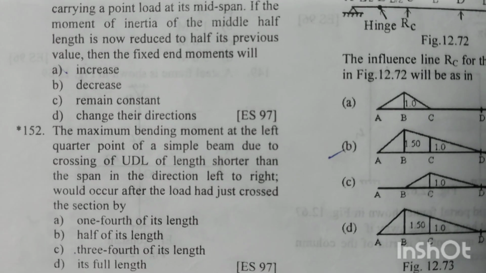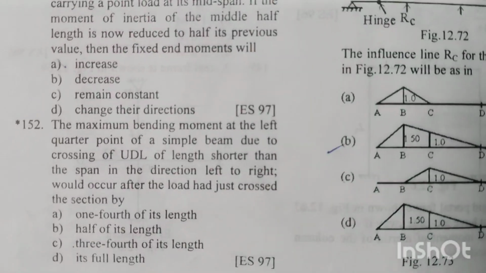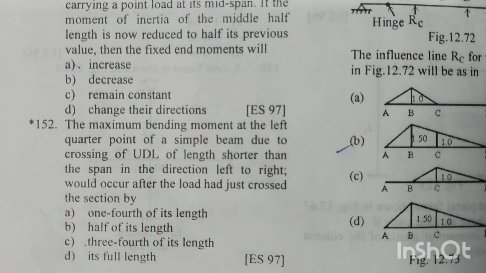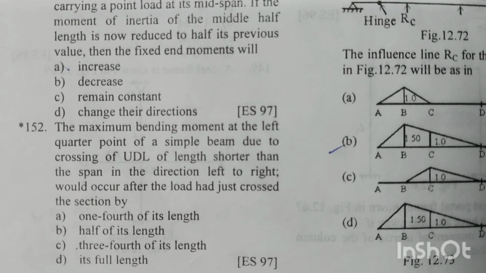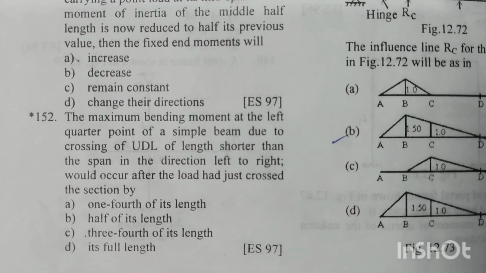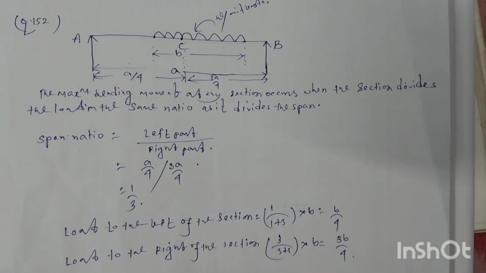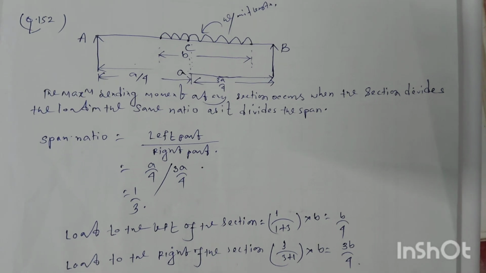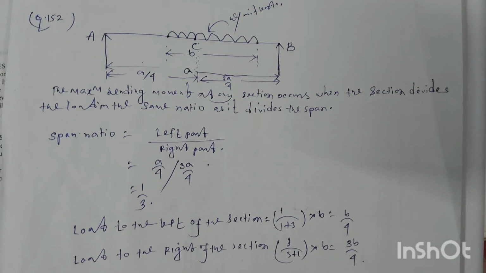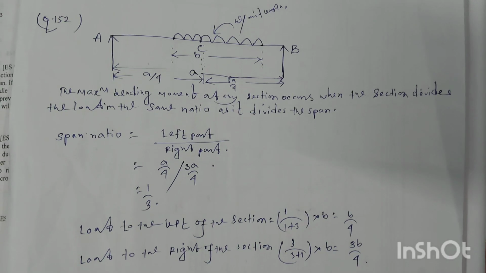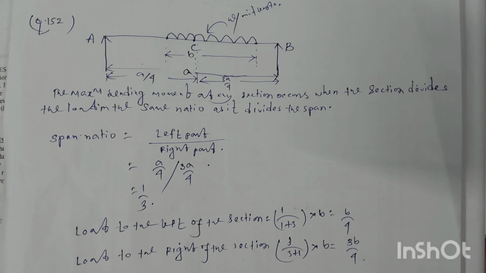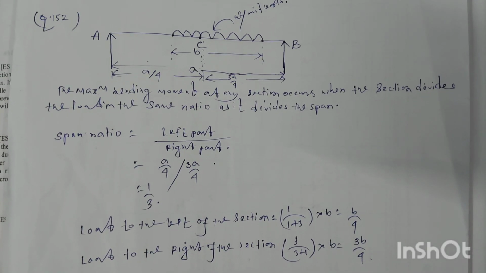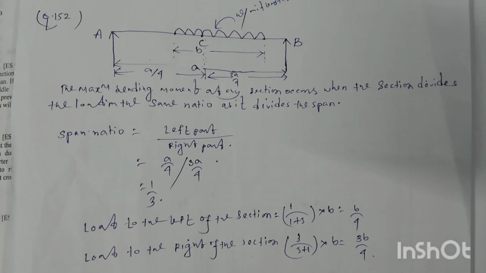Question number 152. The maximum bending moment at the left quarter point of a simple beam due to crossing of a UDL of length shorter than the span, in the direction left to right, would occur after the load had just crossed the section by. So this is our simply supported beam AB, and the total length of the beam is say A, and as per the question at the left quarter point, that means at point C, maximum bending moment occurs. Okay, and let's say the length of the load, that is the UDL shorter than the span, is equal to B.